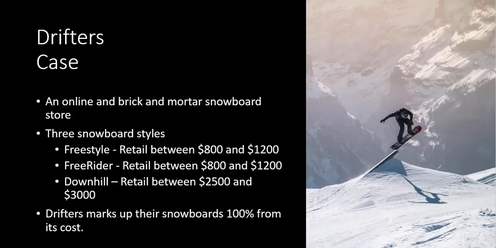The Drifter's Snowboard Company is an online brick and mortar snowboard store. There are 3 snowboard styles, including the freestyle and freerider, which both retail between $800 and $1,200. The downhill style retails between $2,500 and $3,000. We note that Drifters marks up their snowboard 100% from its cost. So for example, if a downhill snowboard retails at $3,000, we know that Drifters paid $1,500 for it.